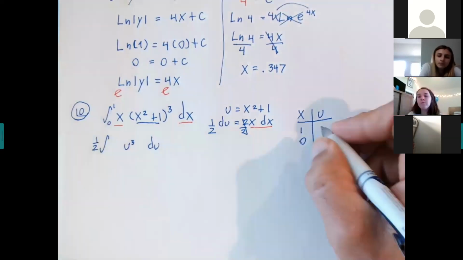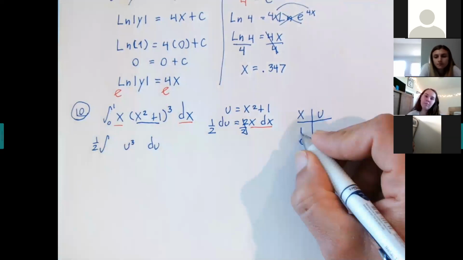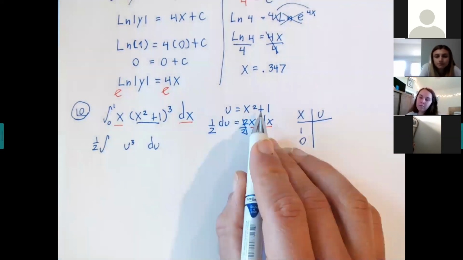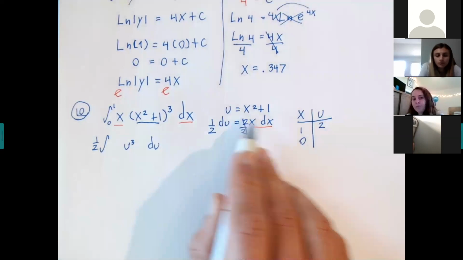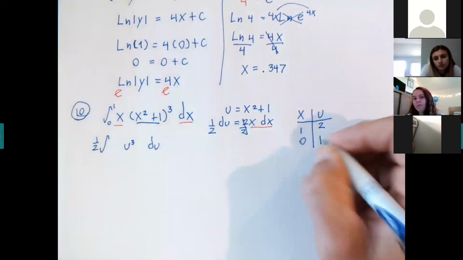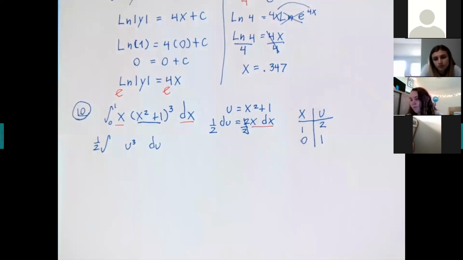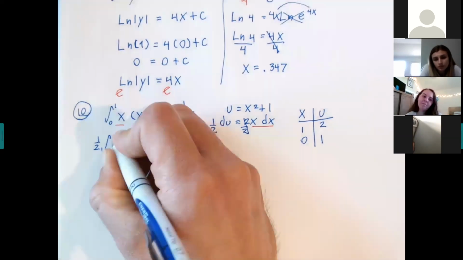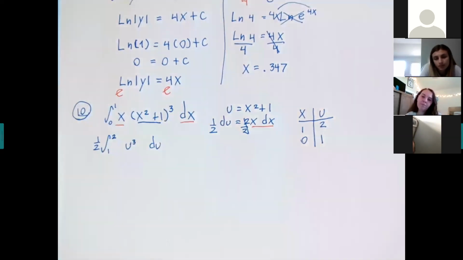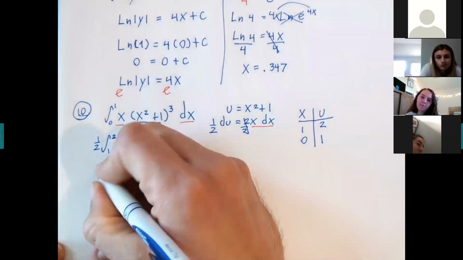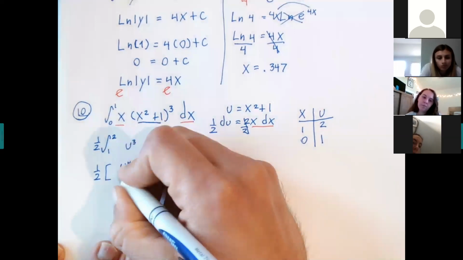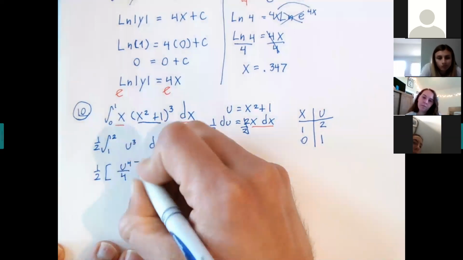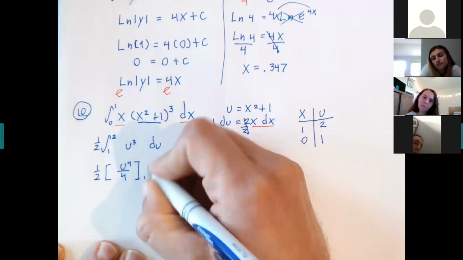And then let's see, if I plug a 1 back into this, okay, if I plug in a 1 here, that's going to give me a 2. If I plug in a 0 here, that gives me a 1. Okay, so I'm going to put a 1 and a 2 now. Everybody with me on that? And then you integrate. So we have 1/2 u to the 4th over 4 between 1 and 2, like that.